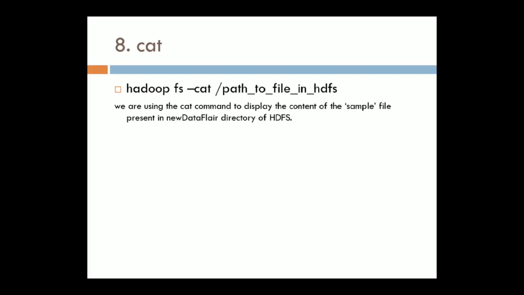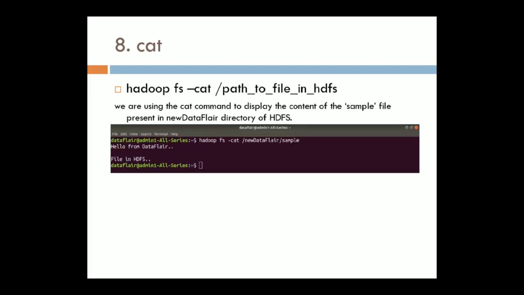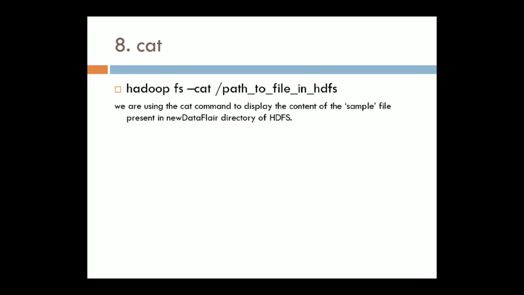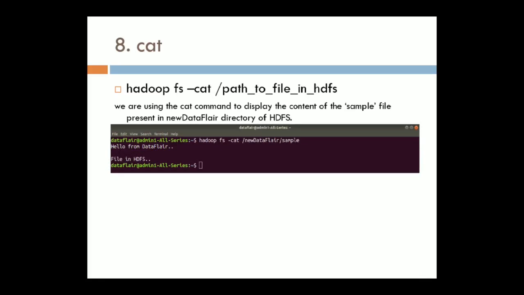So we require a path to the file in HDFS. Let us take an example. We are trying the cat command to display the content of the sample file present in the new dataflare directory. Just to display the content of one of the files.